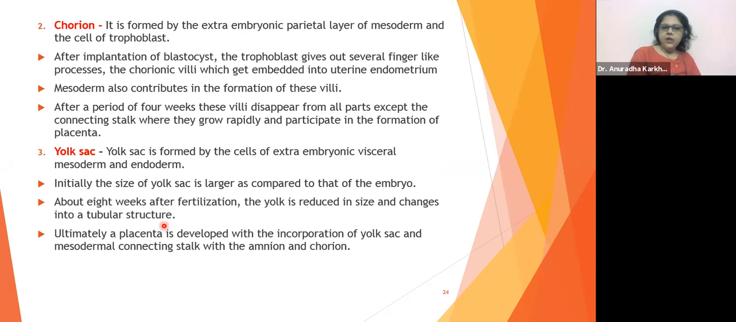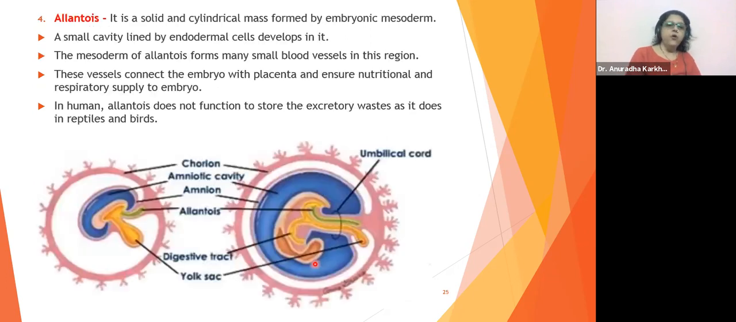Now see, about 8 weeks after fertilization, the yolk is reduced in size and changes into a tubular structure. Ultimately, a placenta is developed with the incorporation of yolk sac and mesodermal connecting stalk with the amnion and chorion. So the placenta will have everything. It will have a part of yolk sac, that tube-like structure, and mesodermal connecting stalk, correct, along with amnion का link as well as chorion का link. Chorion तो finger like है, amnion तो उसके अंदर आ ही रहा था, correct, connecting link में. This is how the connecting link is ultimately going to be formed.